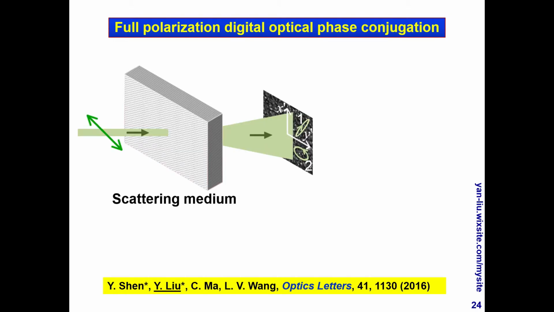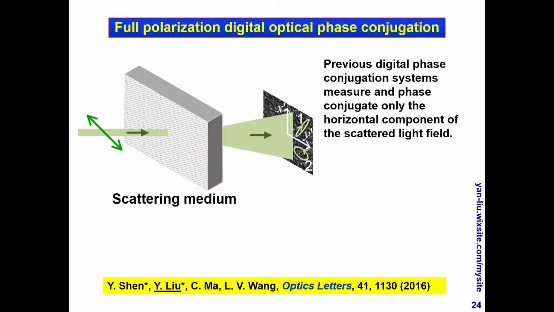Suppose we use horizontally polarized light to illuminate a scattering medium. Due to scattering, the light coming out of the sample can have all kinds of polarizations. However, previous digital optical phase conjugation systems measure and phase conjugate only the horizontal component of the scattered light field, limited by the principle of the spatial light modulator. This is not ideal because we lose information.